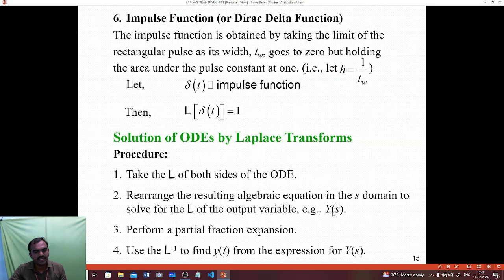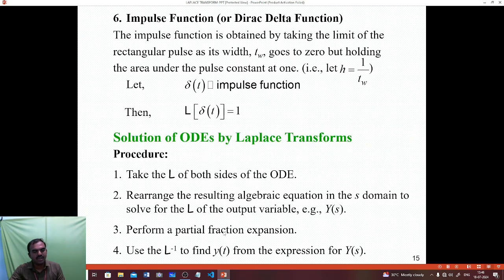For example, we take Y of s, or F of s, or anything. We apply the Laplace formula and we get this expression. Then perform a partial fraction expansion. If the values are given, then next we apply the partial fraction.